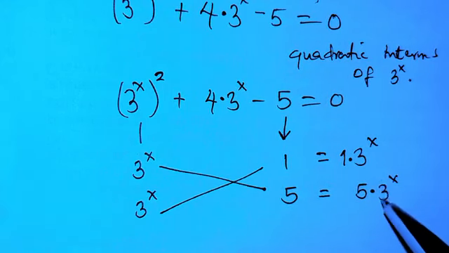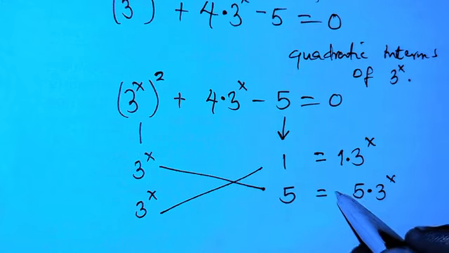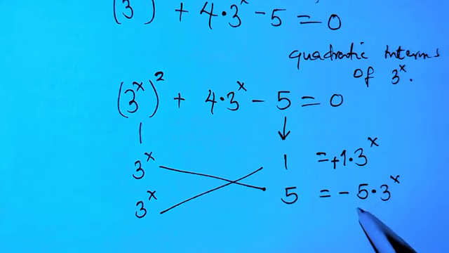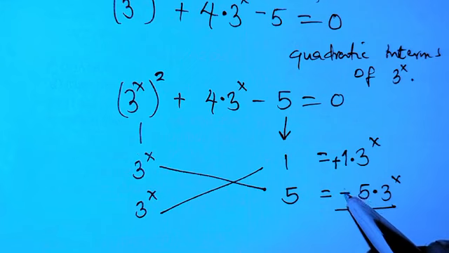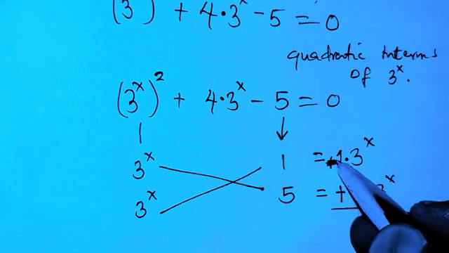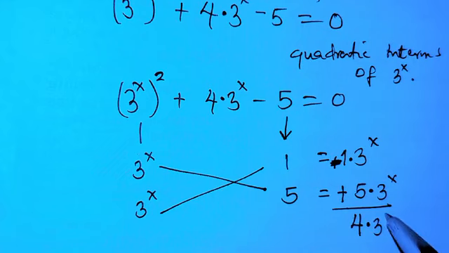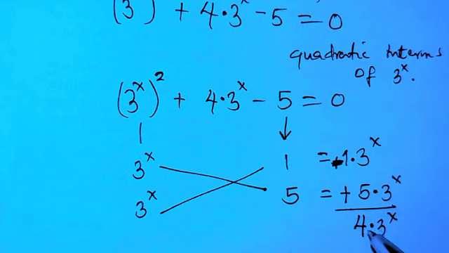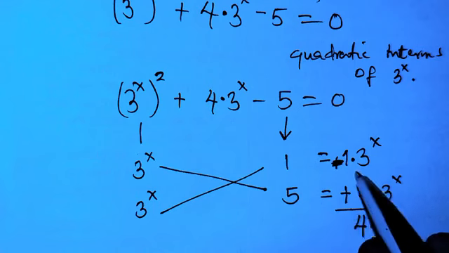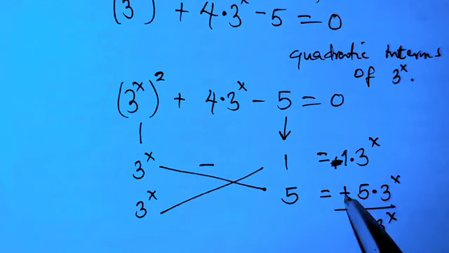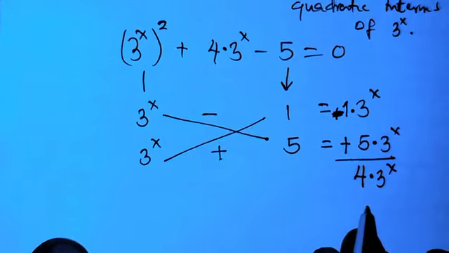Now 3 to the power x is common here, so we can do something here. If I put plus here and I put minus here, you see that everything here is going to give me 4 times 3 to the power of x, because 3 to the power x is common. So I'm going to add 1 and 5 together. Since I put minus here, I'll put minus here. There is plus here, so I'm going to put plus here. So everything here is factorized like this.